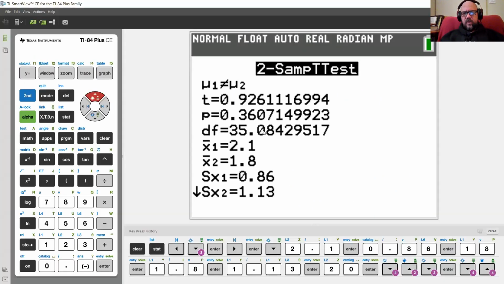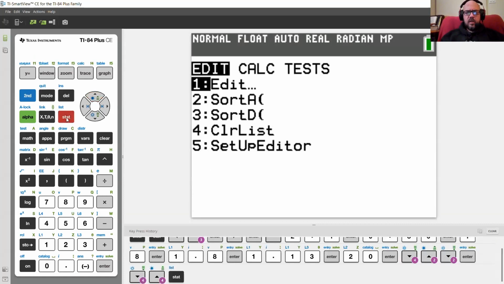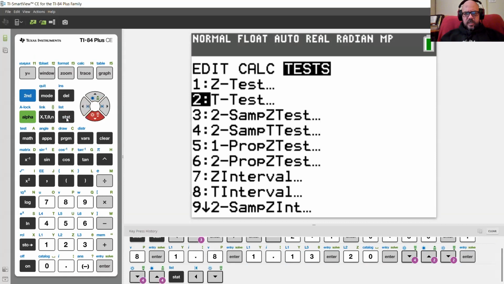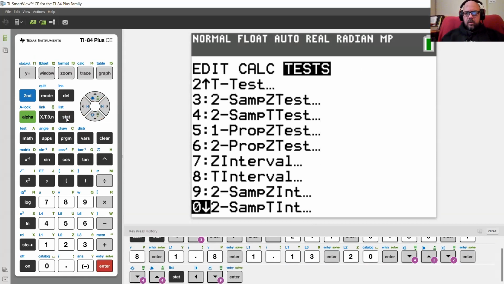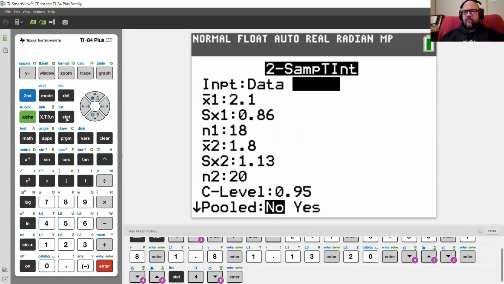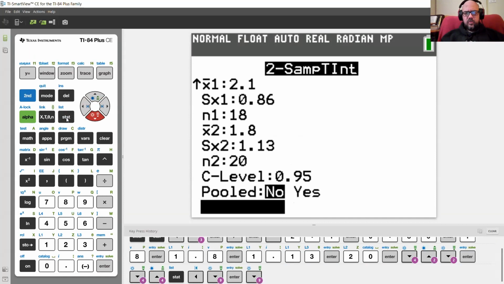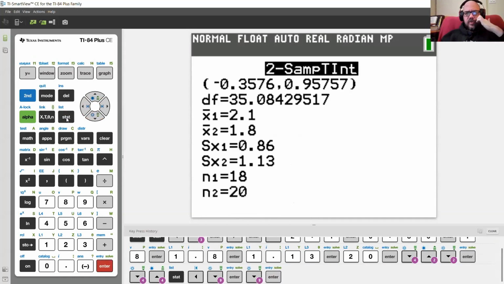So I've got all this stuff written down now. I don't really need to do anything else. Notice that the degrees of freedom they did were that weird calculation that we saw in the test statistics video. Let's go to stat and tests and 2-sample T interval, which was 0 here. And we've got the same exact stuff, right? 2.1, is this all correct? This is all correct, 95%, that looks great. Calculate it up, and there's our interval, negative 0.3576 to 0.95757. So the thing you want to see is what this interval represents.